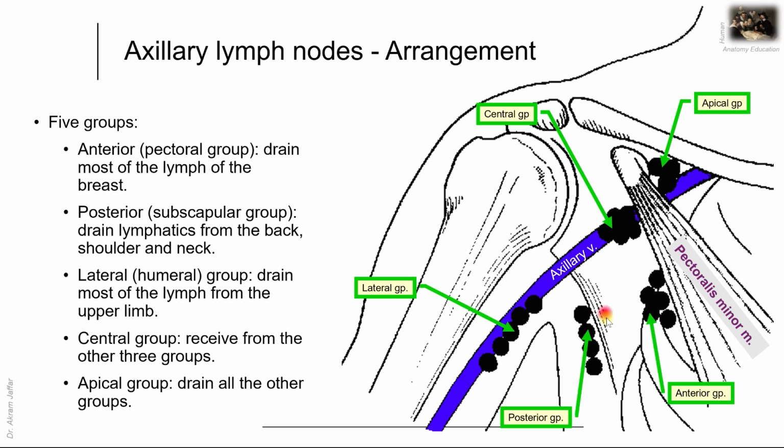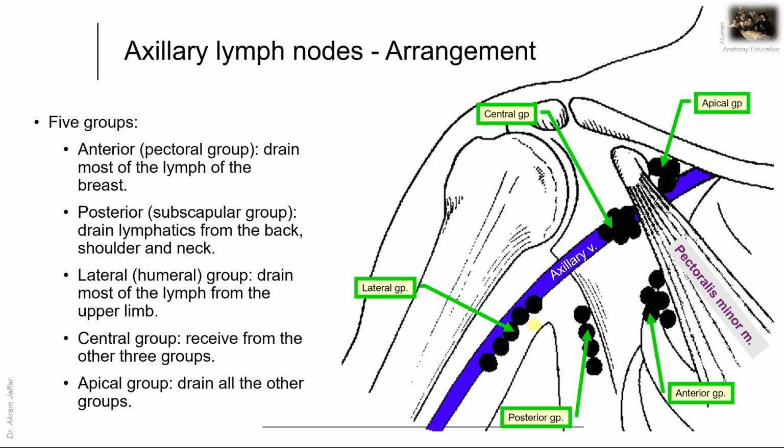And then we have the posterior group. The other name is the subscapular group because it is located at the lateral border of the scapula, and it drains lymphatics from the back, the shoulder, and the back of the neck. Then we have the lateral group, which is also called the humeral group because it is related to the humerus. And this, as we have just seen, drains most of the lymph from the superficial and the deep lymphatics of the upper limb.